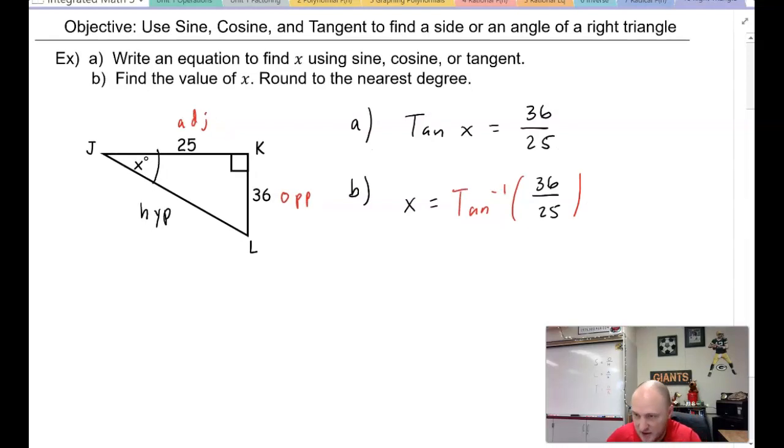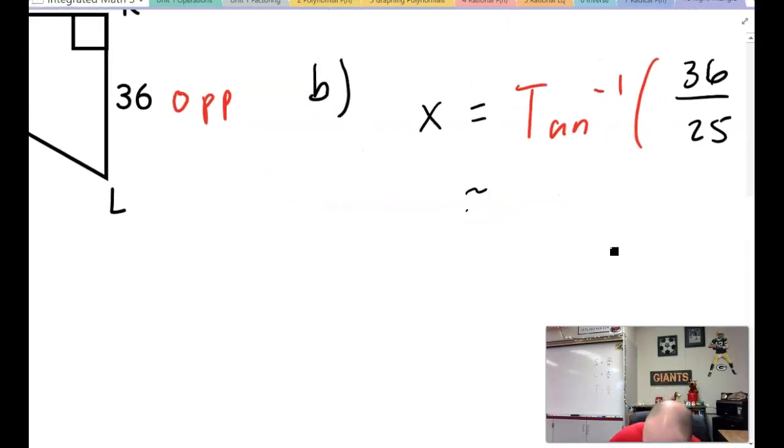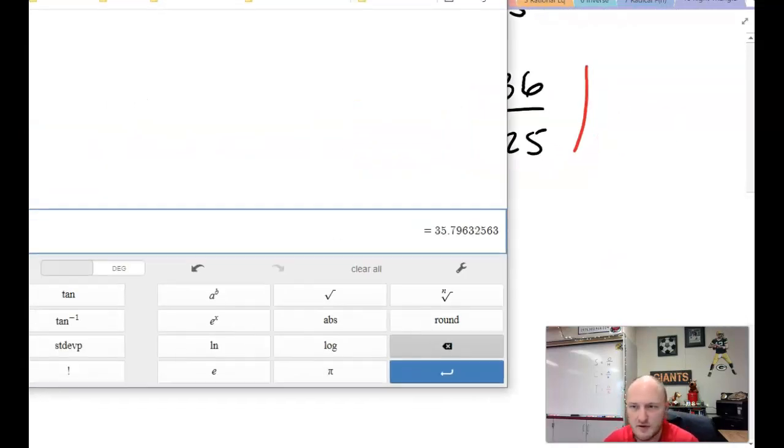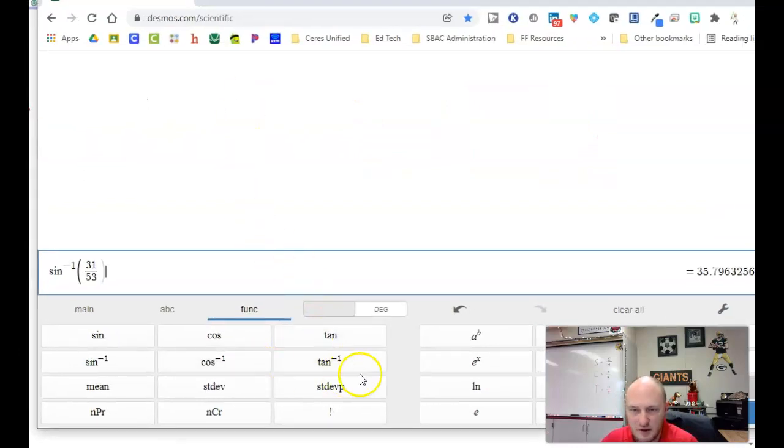This is not just me. I don't know what's going on here. I can't write. There we go. Now it's nice. Something funny's going on with my computer. Okay, let's erase this.